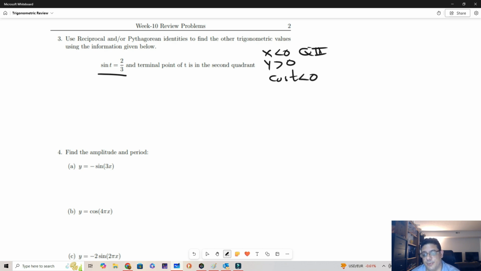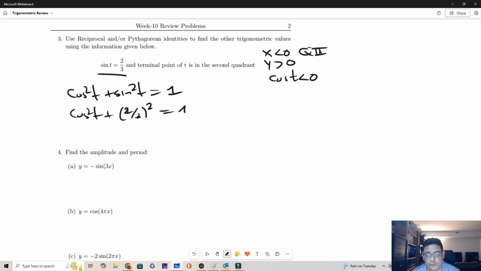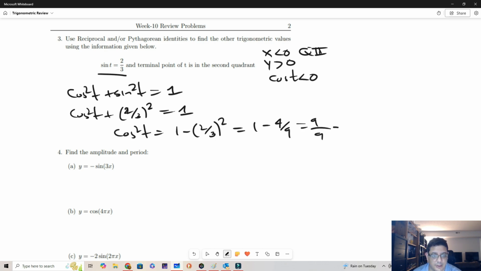So that's important because now we're going to start from the identity cosine squared plus sine squared of t equals 1. But then we know that sine of t is 2 over 3. So we have that cosine squared of t plus (2/3) squared is equal to 1. And so cosine squared of t is just 1 minus (2/3) squared. If I simplify this, this is 1 minus 4 over 9, or I can see this as 9 over 9 minus 4 over 9, or 5 over 9.